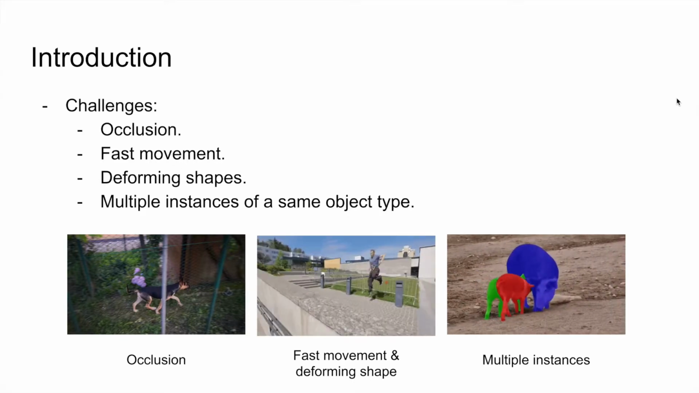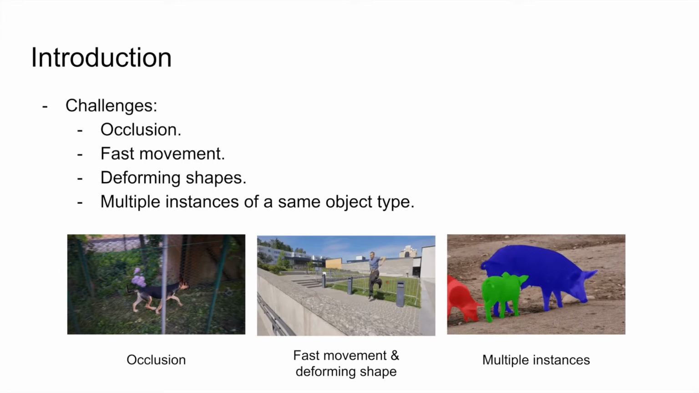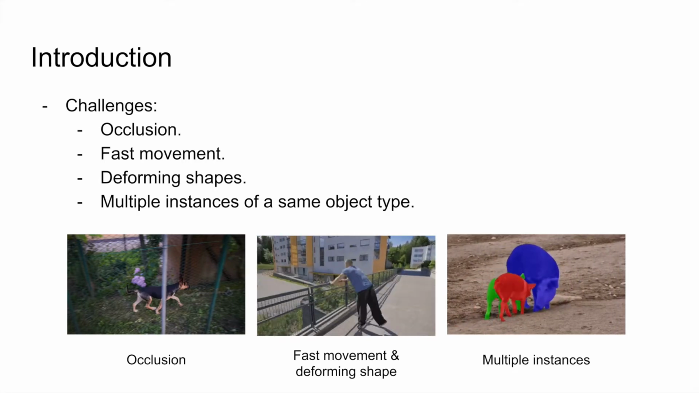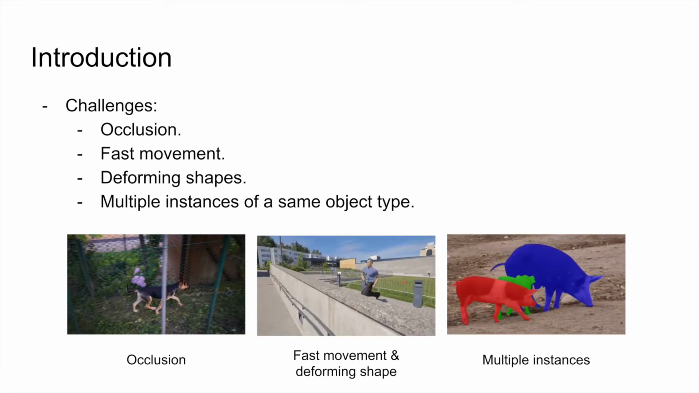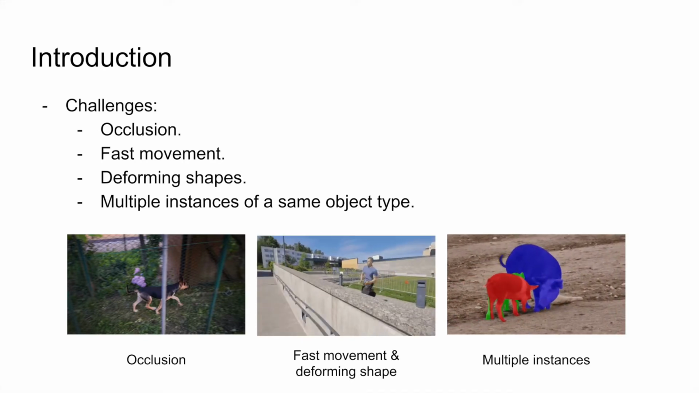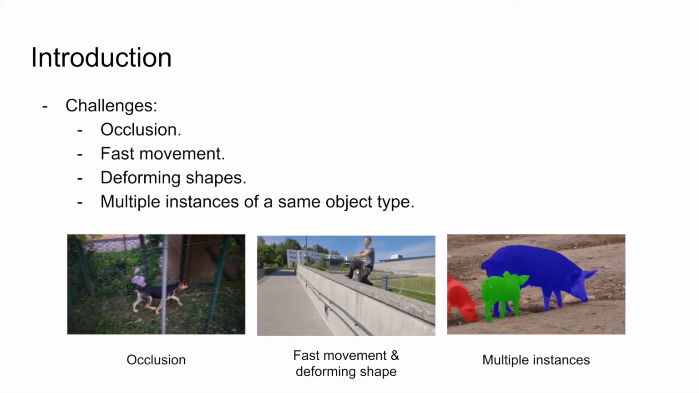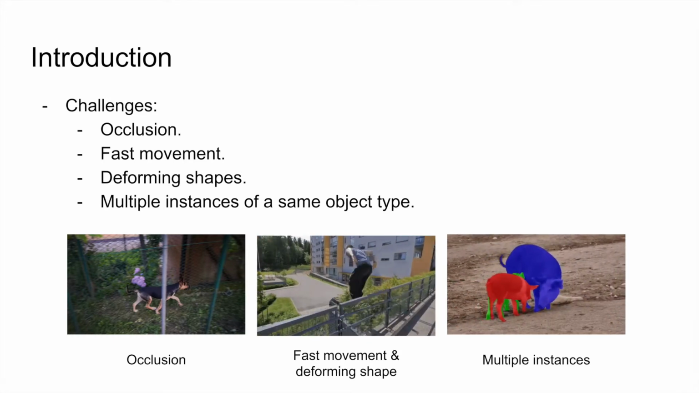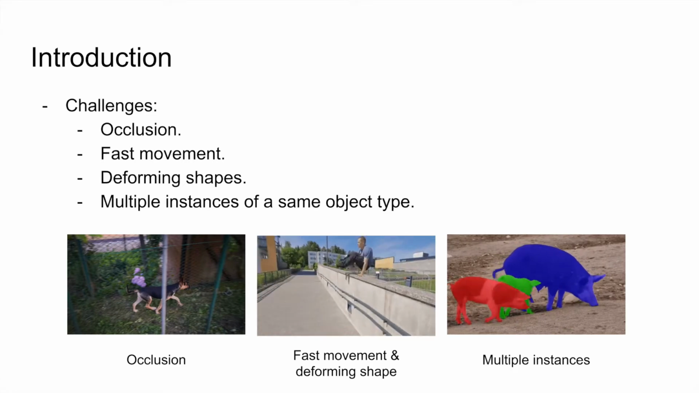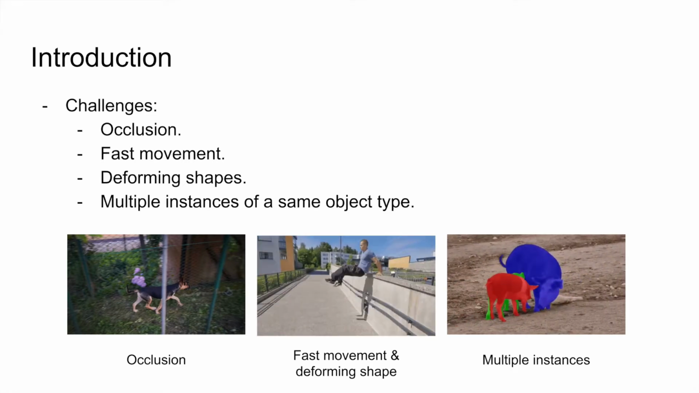Before discussing how to solve the problem, let's see why video object segmentation can be challenging. Occlusion means the target object is blocked by other objects. And obviously, fast movement and deforming shapes can make the problem challenging. Last, multiple instances of the same object type can also make the problem very difficult as well.